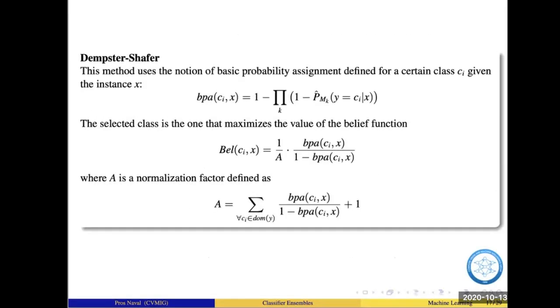Then Dempster-Shafer. This method uses the notion of the BPA, or basic probability assignment, defined for a certain class ci given an instance x. So the formula for the basic probability assignment is the following. Now the selected class is the one that maximizes the value of the belief function, whose formula is the following. So here you have A as this quantity here.